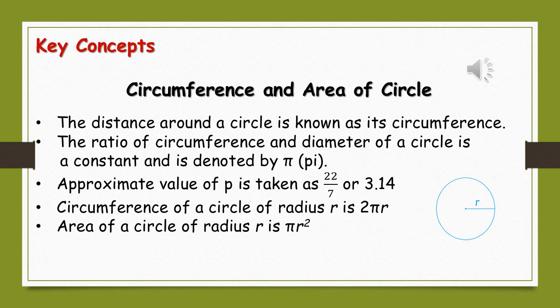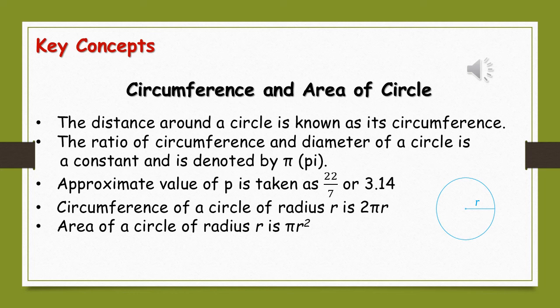The ratio of circumference and diameter of a circle is constant and it is denoted by the Greek letter pi. The approximate value of pi is taken as 22/7 or 3.14. This value we have to remember, and the definition of pi is given above: the ratio of circumference and diameter. This also you have to remember. If the definition is asked for, you cannot write only the value. You have to give that it is the ratio of circumference and diameter.